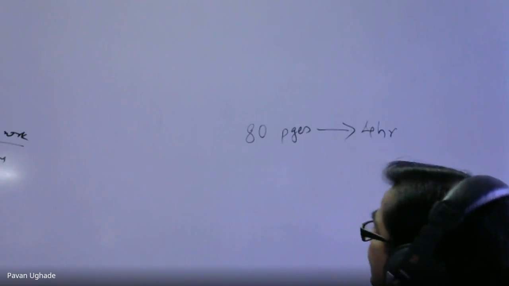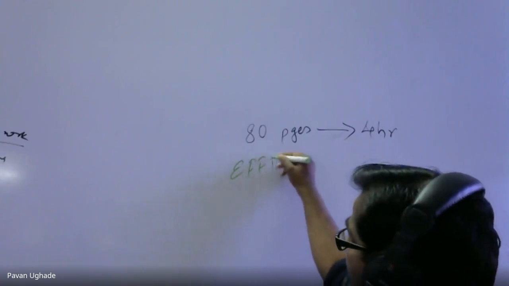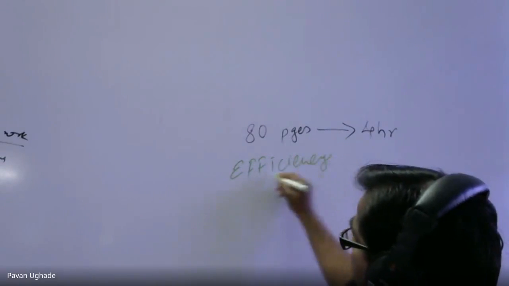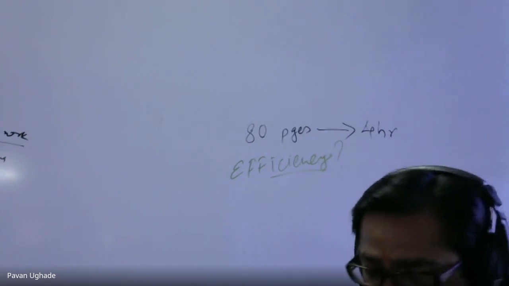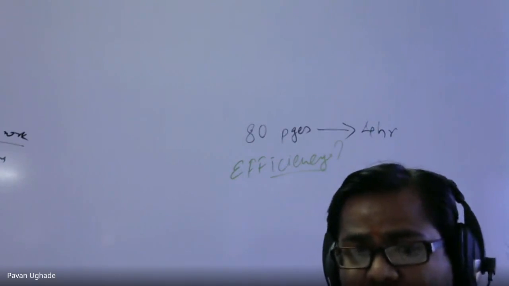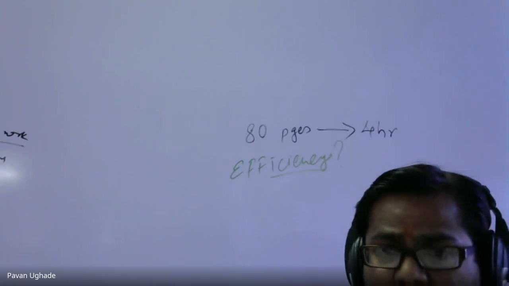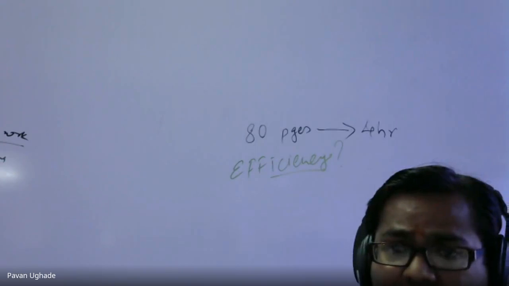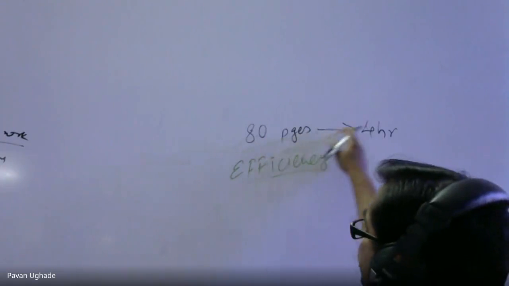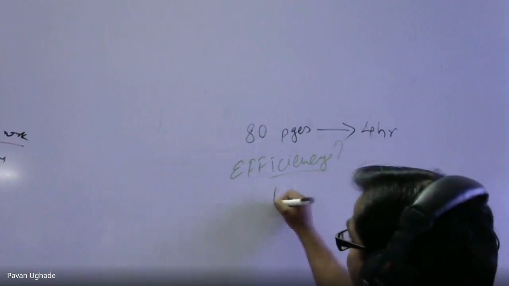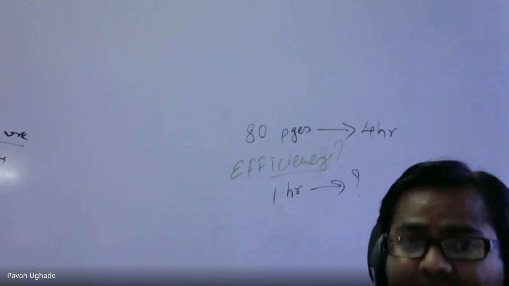So can you tell me what is the efficiency of this person? What is the efficiency of this person to write the 80 pages in 4 hours? So this is the first terminology I wanted you to know about, the efficiency. Efficiency is nothing but the work you have done in a particular unit time. In the sense, 80 pages are written in 4 hours. So can you tell me in 1 hour how many pages a particular person can write?